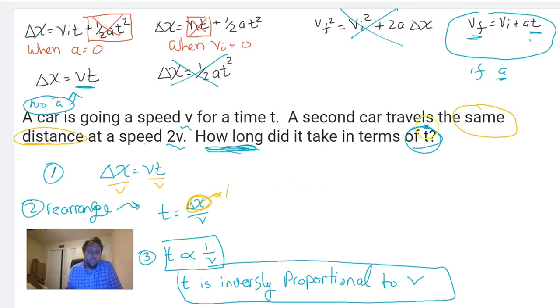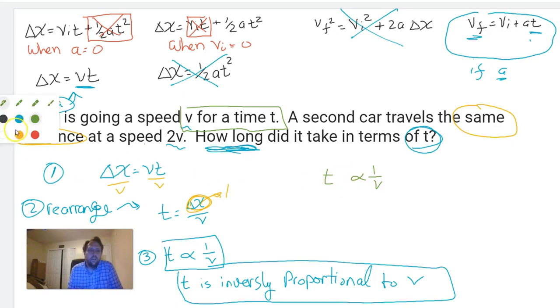We want to now answer our question. I haven't answered the question yet. A second car travels the same distance at a speed 2v. Okay, so let's go ahead and I want to put the original parameters in green. So the original went t and it went v. So I know t is proportional to 1 over v. Now let's get the new one out. I'm going to call this t new, N for new. It's also proportional to 1 over v, but it has twice the speed. Remember, the new one is going 2v, so 2v.